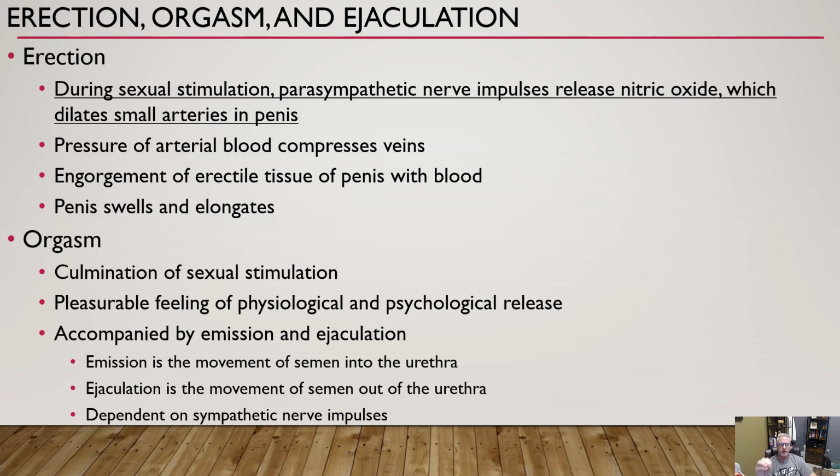Now, what's interesting is that during sexual activity, the parasympathetic nervous system is in full control right up until the point of orgasm. And then the sympathetic nervous system will take over. So the parasympathetic nervous system will be in control until emission and ejaculation, and that's going to be dependent on the sympathetic nervous system. So you're going to have erection, emission, then ejaculation.